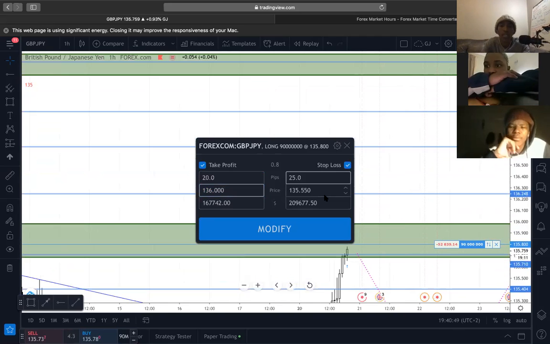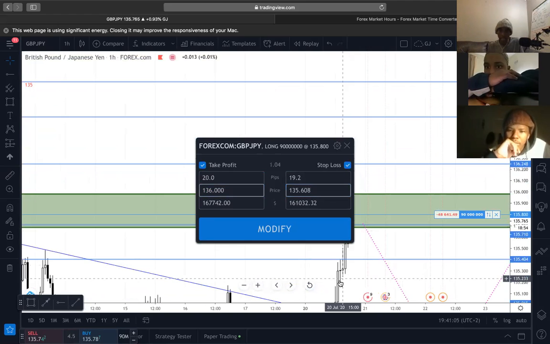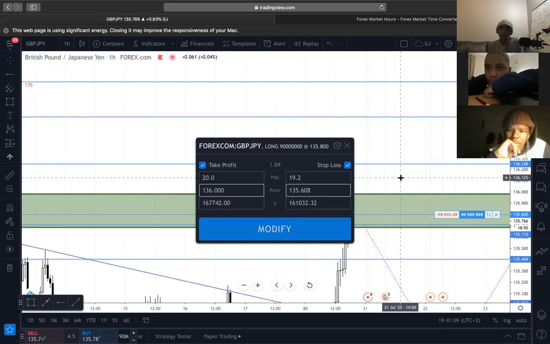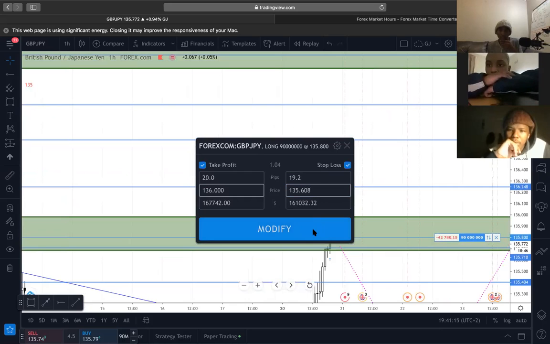So let's put that in the charts. 135,608. Below the previous candle's low. In order for us to keep going up, we should not be breaking lower than these lows. It hasn't broken here. It hasn't broken here. It hasn't broken here. See, it's lower highs. Yeah, we're pushing. So again, I set my stop loss.